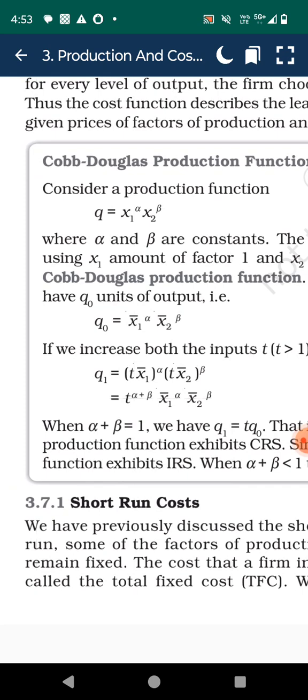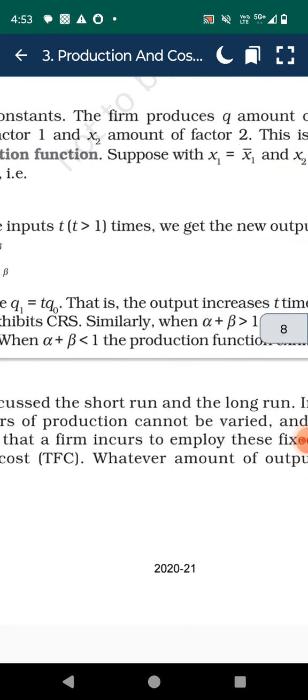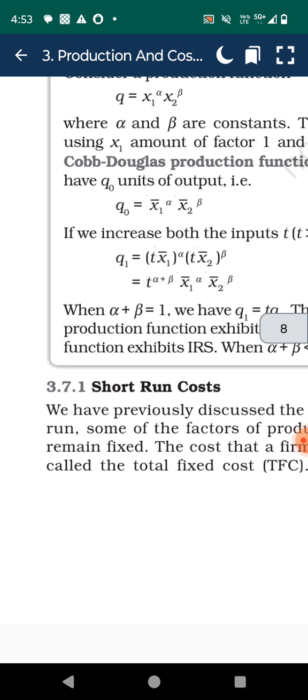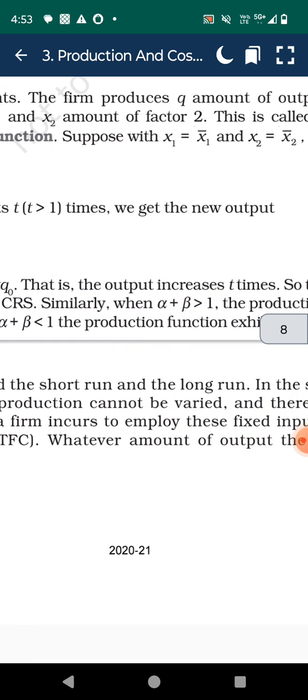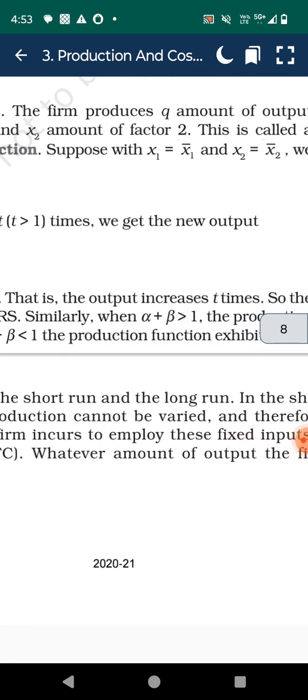Consider the production function Q equal to x1 alpha, x2 beta, where alpha and beta are constants. The firm produces Q amount of output using x1 amount of factor 1 and x2 amount of factor 2. This is called the Cobb-Douglas production function.